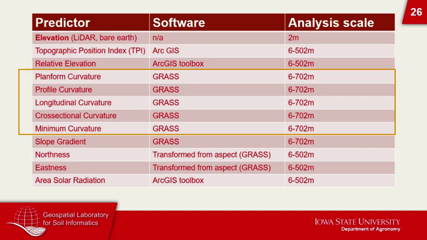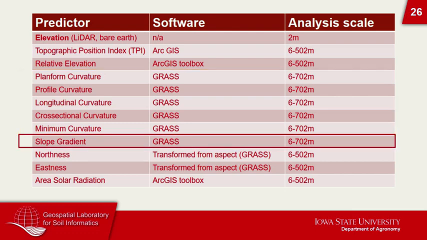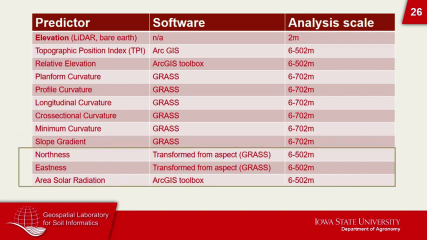The curvatures that I mentioned earlier have other forms, so we've calculated planform, profile, longitudinal, cross-sectional, and minimum curvature. Classically, we calculated slope because it's probably important. And lastly, we have northness, eastness, and area solar radiation. So northness and eastness are just 2 vectors from what you would classically define as aspect. Aspect has a small issue in modeling as it moves from 0 to 360 degrees, where 0 and 360 are the same value. So if you have a number that is 359 and a value that is 1, those should be very close together, but numerically they're split very far apart. So this transformation allows us to measure aspect in its 2 component vectors, skipping that whole issue.